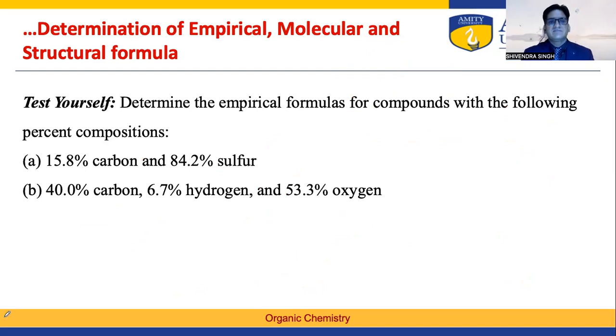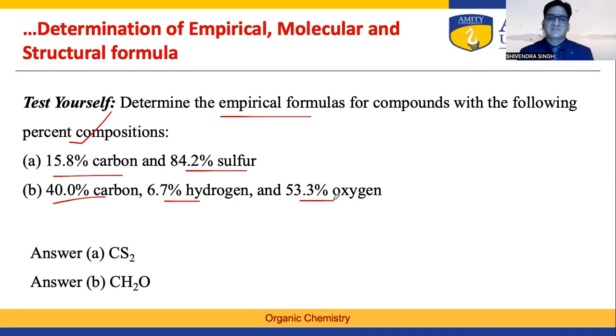Right. Similarly, I'm giving you some questions for practice, like determine the empirical formula of compounds with the following percentage composition. We have carbon, we have sulfur. This is for practice. We have carbon, we have hydrogen, we have oxygen. On the basis of this amount, if you have to figure out the empirical formula of the molecule, then you can solve it like CS2 and CS2O. That is for your practice purpose.